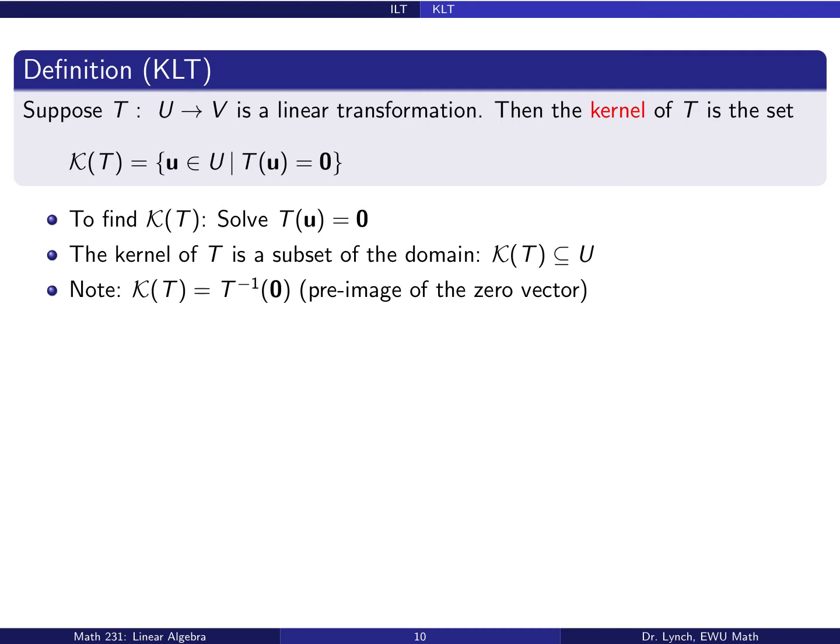I'll point out that the kernel of T is a subset of the domain, right? The kernel of T contains vectors in the domain, so it's a subset of the domain. And also the kernel of T is a special preimage, right? It's the preimage of the 0 vector.